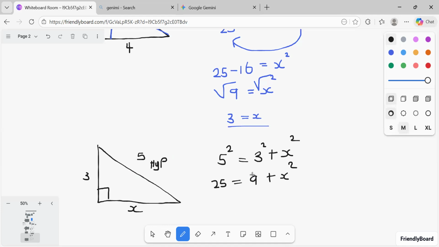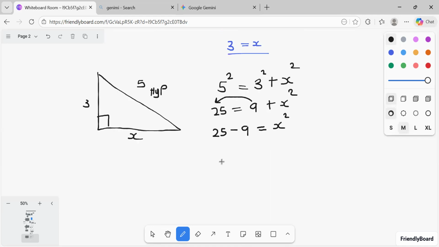So what am I going to do next? I'm going to take this 9 to the other side, where it's going to be subtracted. So now I have 25 minus 9 is equal to x squared. Okay, then 25 minus 9, I get 16. So 16 is equal to x squared.